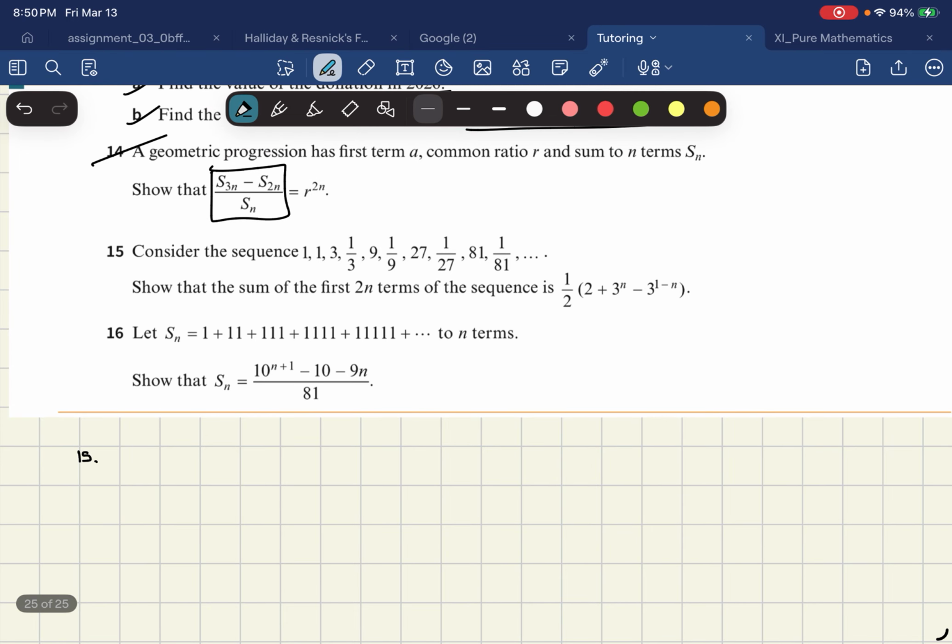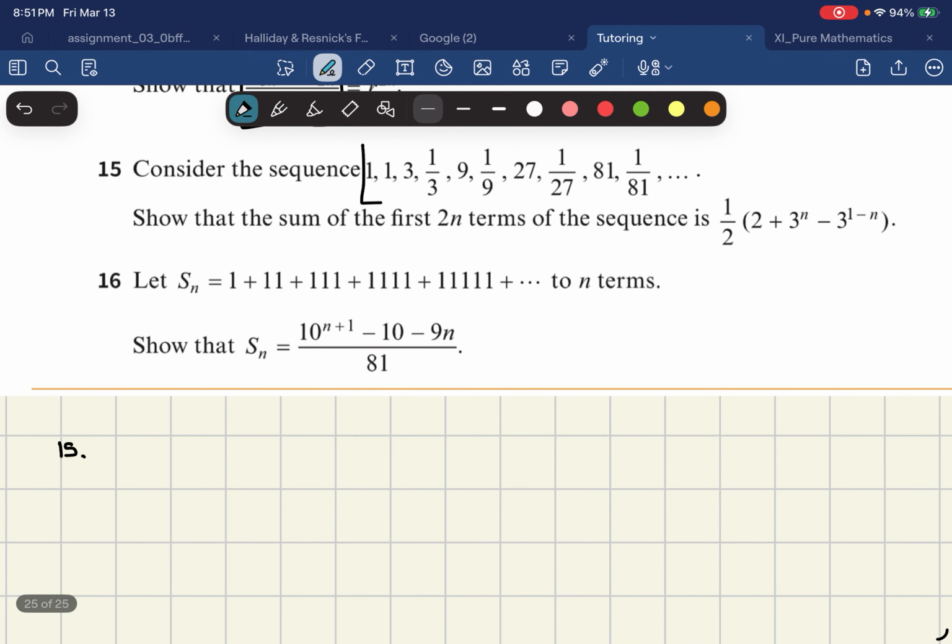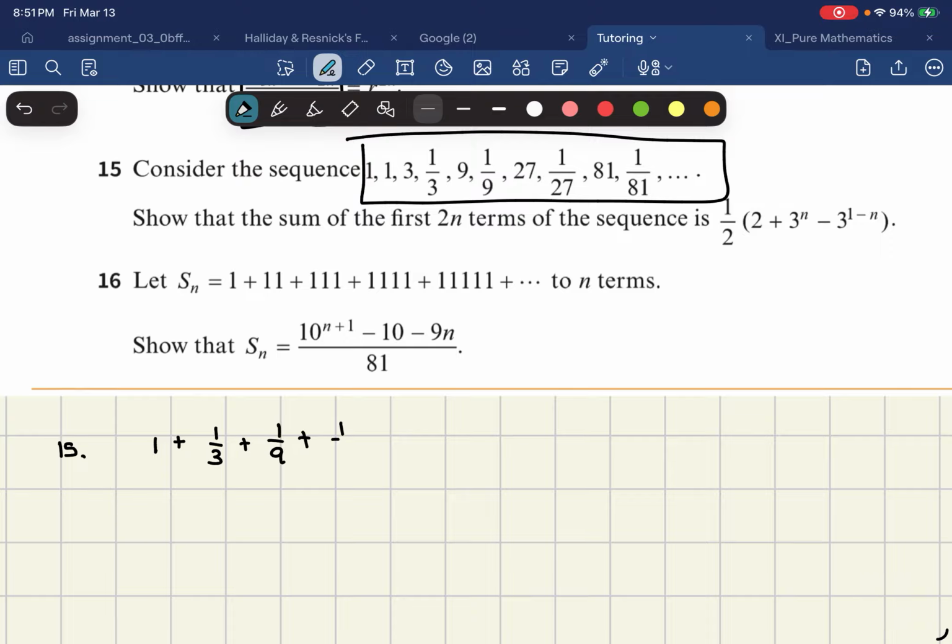Consider the sequence. So we are given a sequence. Show that the sum of the first 2n terms of the sequence is this thing. All right, so this doesn't look geometric, but let's separate it out. Let me start with 1, then plus 1 over 3, plus 1 over 9, plus 1 over 27, plus 1 over 81, on and on, right? So I take 1, 1 over 3, 1 over 9, 1 over 27, 1 over 81.